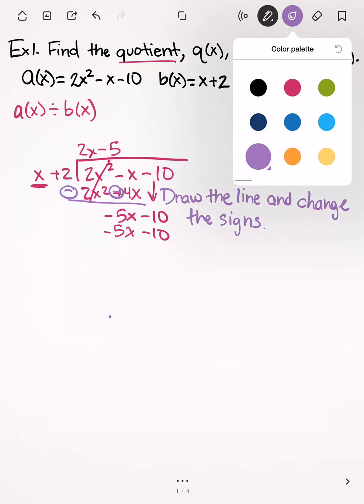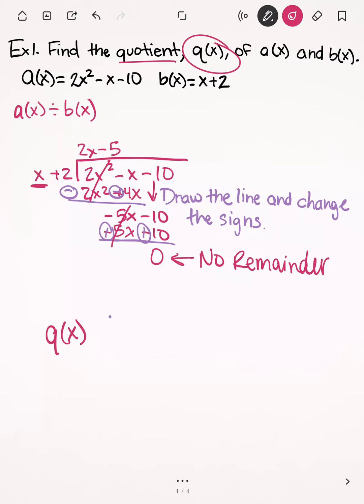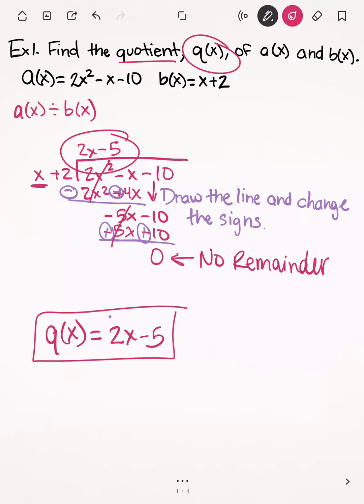And this is where I change my colors again, and we draw the line and change our signs. So I add down again. Negative 5x plus 5x, those cancel out. A negative 10 plus 10, that cancels out and leaves me with 0, which means I have no remainder. Okay, so my answer, Q of x is what it's asking for, so I'm going to label it Q of x equals 2x minus 5. And I got that from the top part of our division house. So that would be my answer I'm looking for.